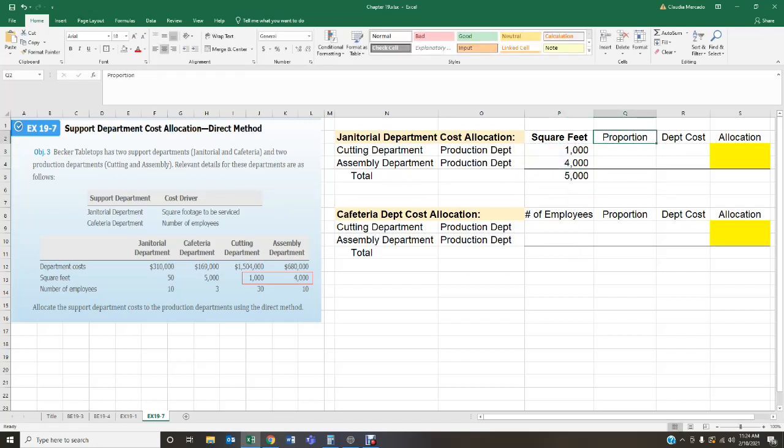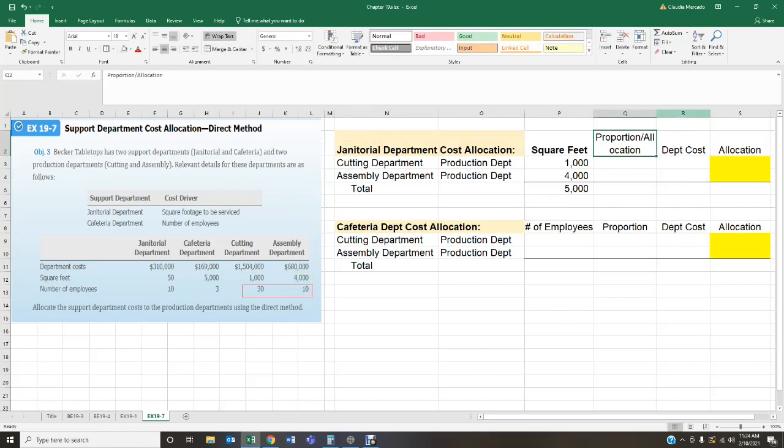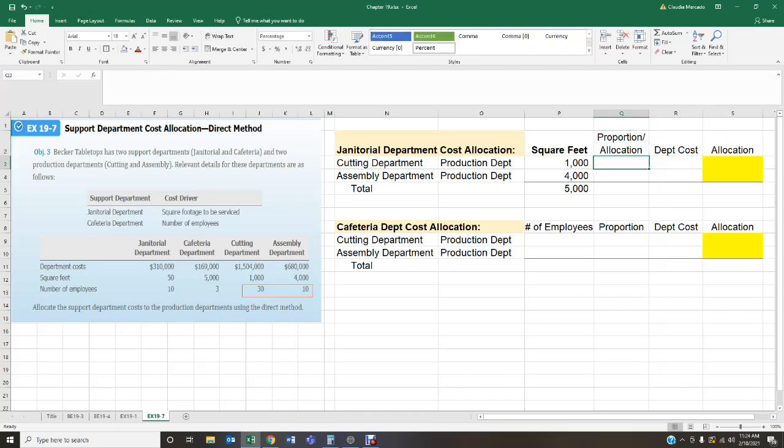Okay, now my proportion or allocation, whatever you want to call it, is going to be calculated. How do we calculate it? Well, we get the square feet for that particular department, which is 1,000, and I'm going to divide by my total square feet, which is 5,000. Okay, that gives me a 20% allocation for the cutting department. I'm going to get my square feet for the assembly department, and I'm going to divide it by my total square feet. That gives me 80%. So you add those two together, and that gives you 100%.